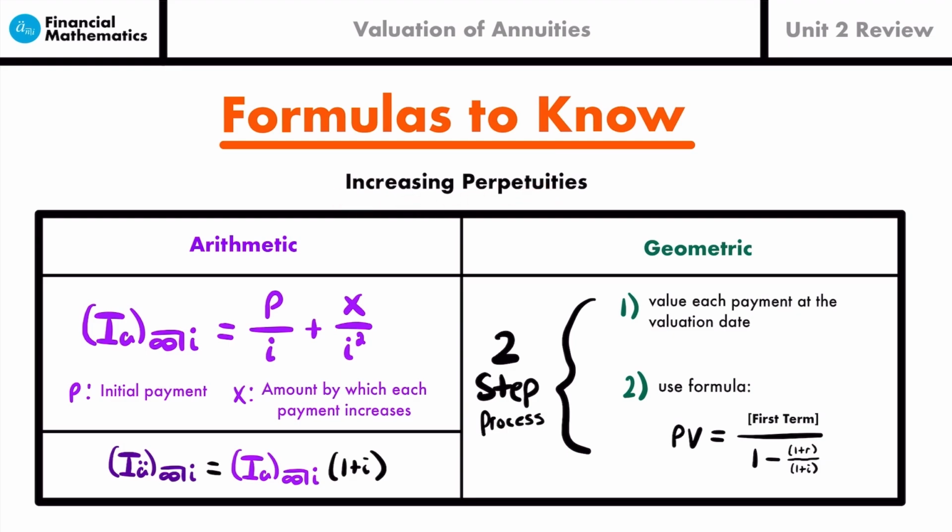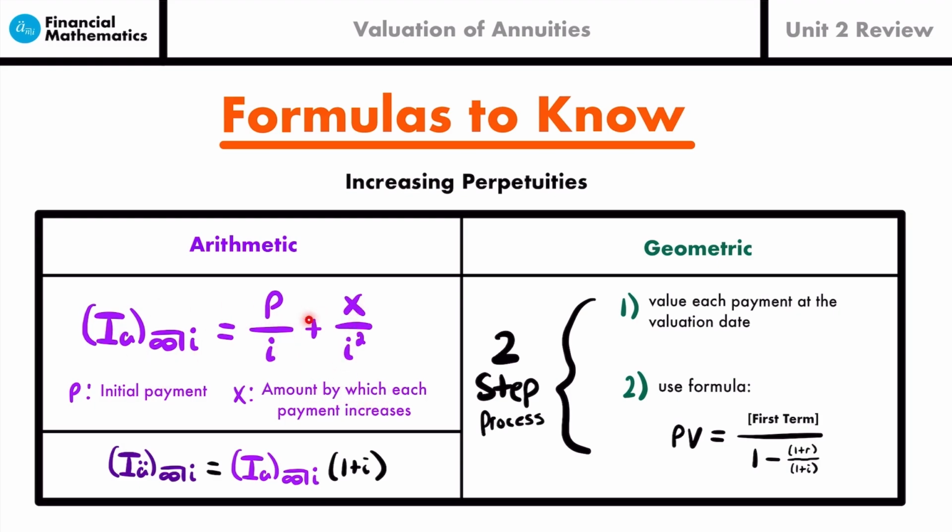Okay, but now if the payments are increasing with an arithmetic progression, meaning that they are increasing by a set amount, this is the formula you want to know. You have P divided by i plus x divided by i squared, where P is the initial payment and x is the amount by which each payment increases. Now, it may be the case that P and x are the same, but they're not always, and so you want to make sure to identify both the initial payment and the amount that each payment increases by.